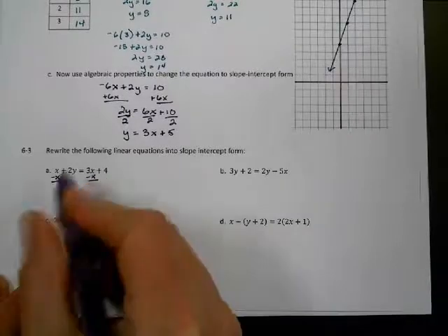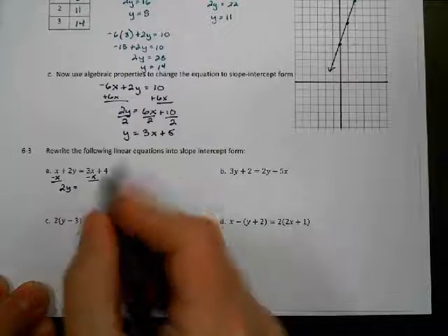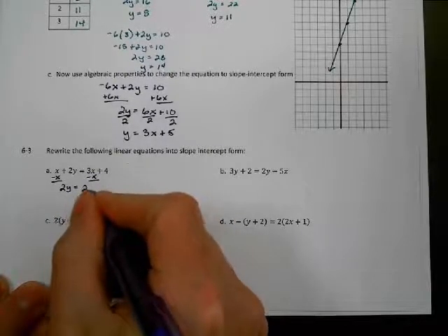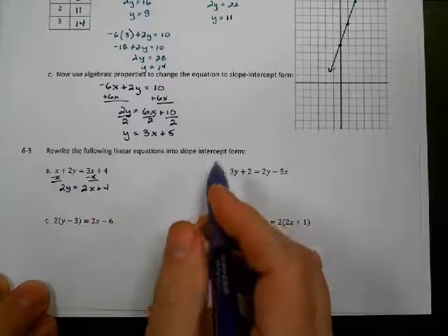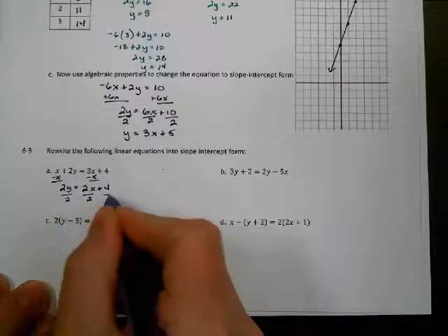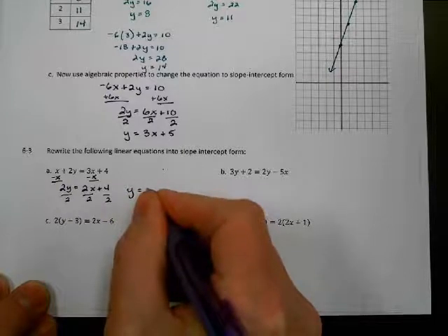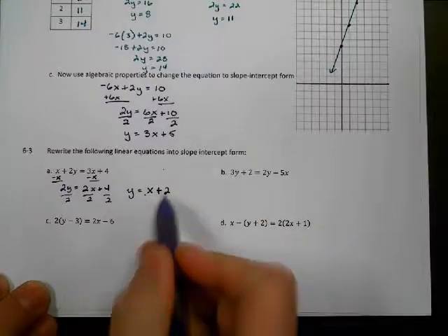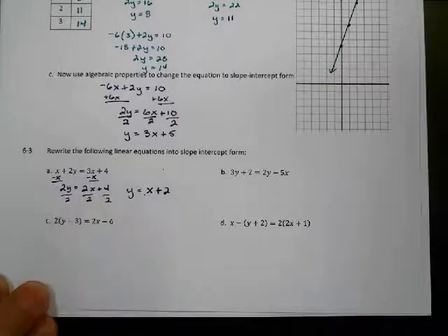So that's going to leave me with 2y on the left side. Over here, these are like terms, so I can combine them. 3x minus x is 2x. And then I can use the division property of equality and divide everything by 2. So I end up with y equals 1x, or just x, plus 2. So the slope is 1, the y-intercept is 2. Not as easy to see that when it wasn't in slope-intercept form.